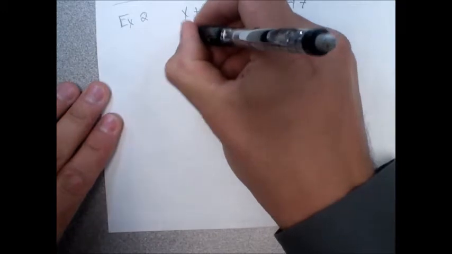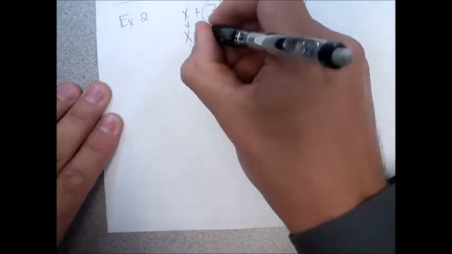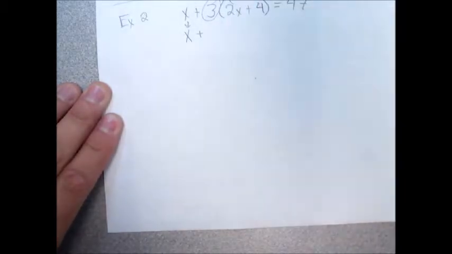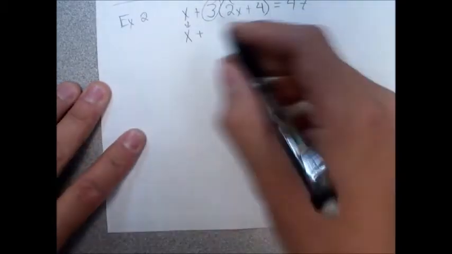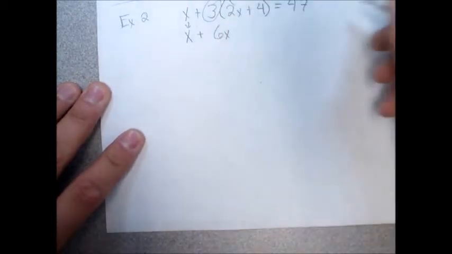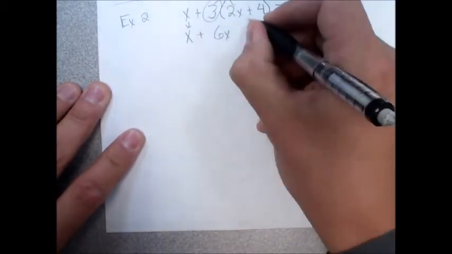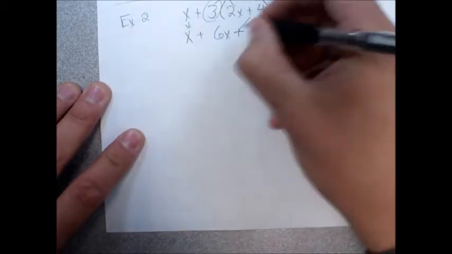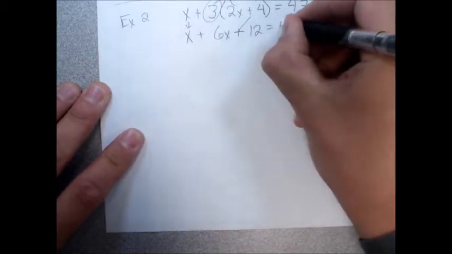But in order to simplify this, I'd have to move that 3. So I'm going to just drag down my x. I'm going to add and then I'm going to start distributing. So 3 times 2x, and a lot of y'all just drop the x off of this. If I have 3 times as many 2x's, I have 6x's. And then I need to go to the next step, dropping down my sign again, which is addition, my operator. 3 times 4 is 12, equals 47.